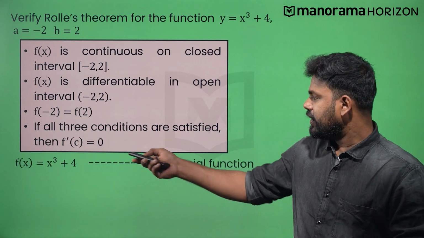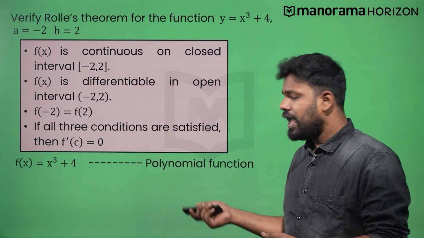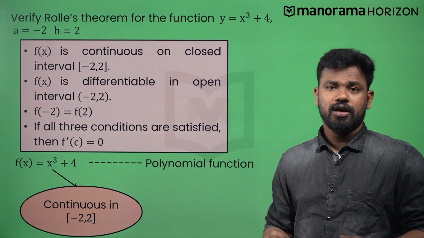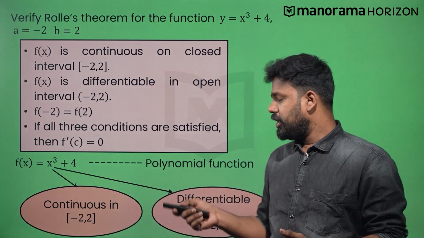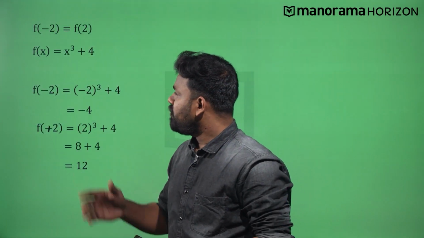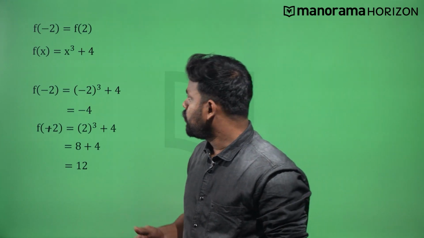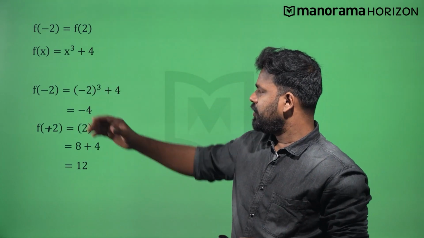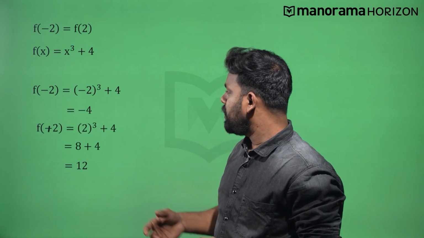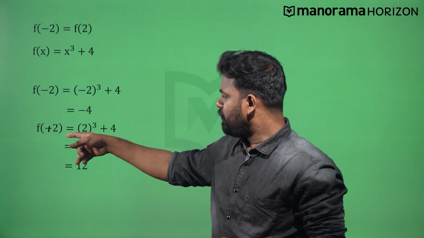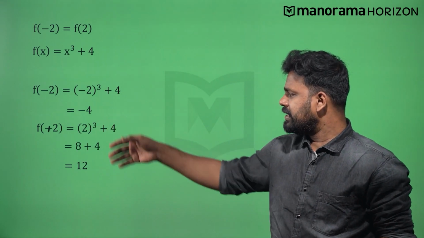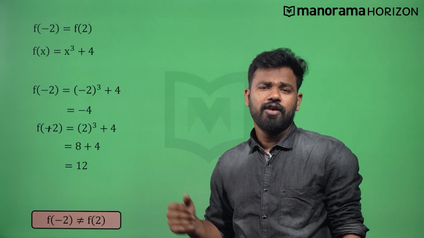And the given function, take f of x is equal to x cube plus 4. Again, another polynomial function, and this should be continuous in the closed interval minus 2, 2, and also it should be differentiable in the open interval minus 2, 2. So here you can see that f of minus 2 should be equal to f of 2. So when I find that from the function f of x is equal to x cube plus 4, I get f of minus 2 as minus 2 cube plus 4, that is minus 4, and f of 2 as 2 cube plus 4, that is 8 plus 4, that is 12. So directly from this you can see that f of minus 2 is not equal to f of 2.